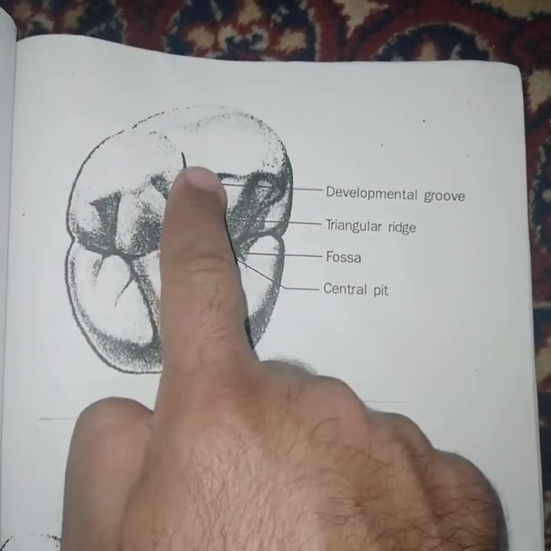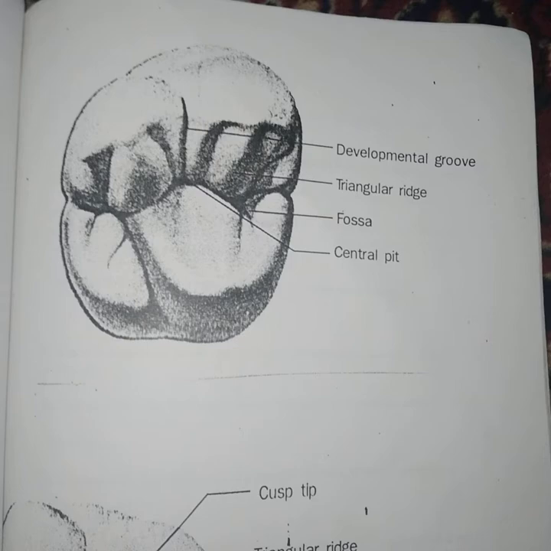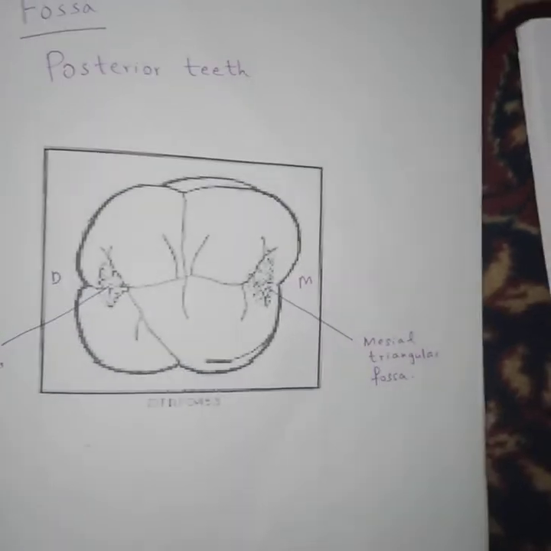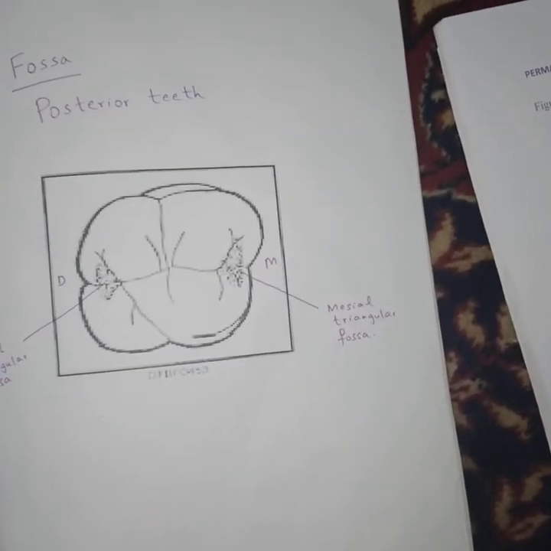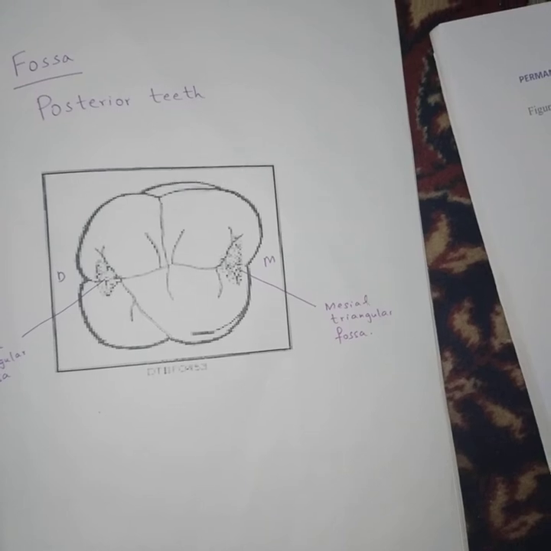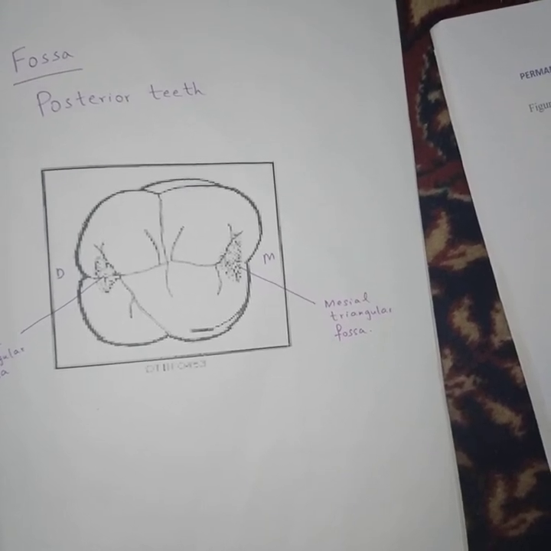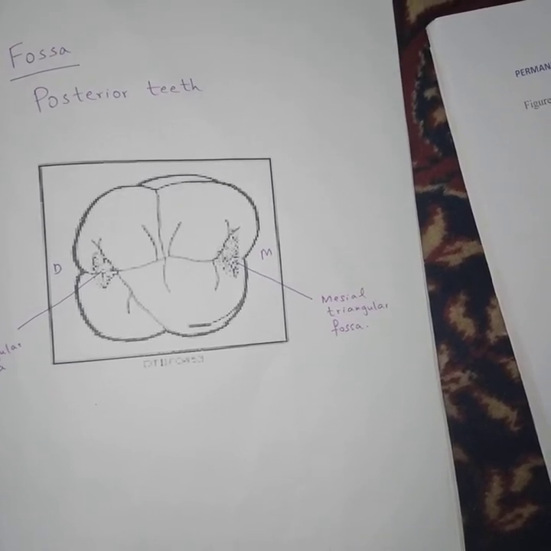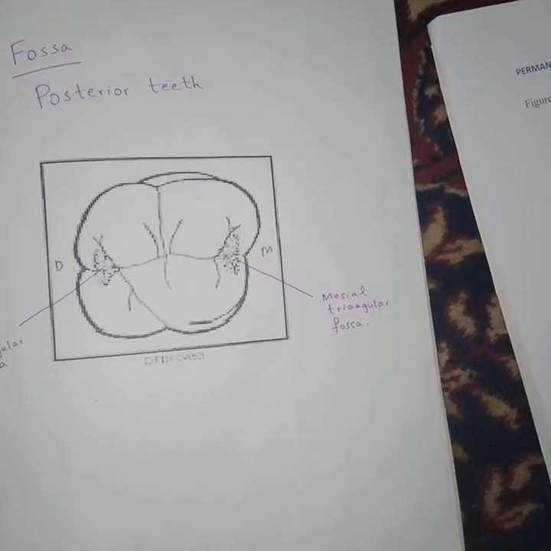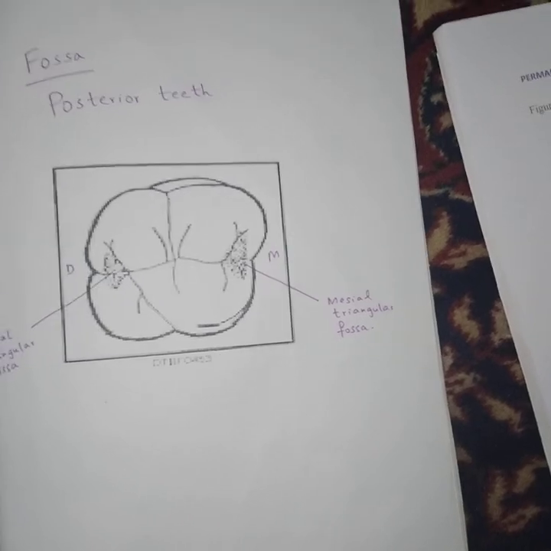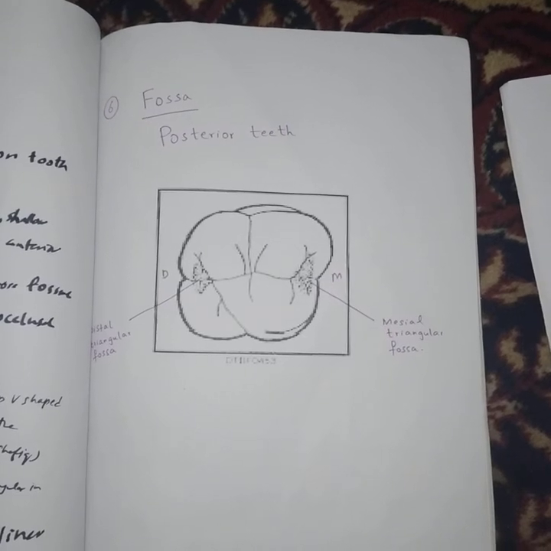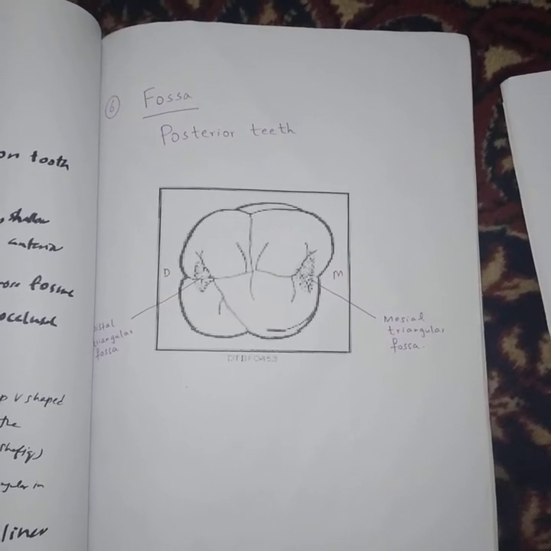This is a groove. Groove is also defined as a shallow linear depression on the surface of a tooth. One of our teachers, Professor Dr. Dilawaz, used to define it as a linear deep depression, commonly triangular in shape.